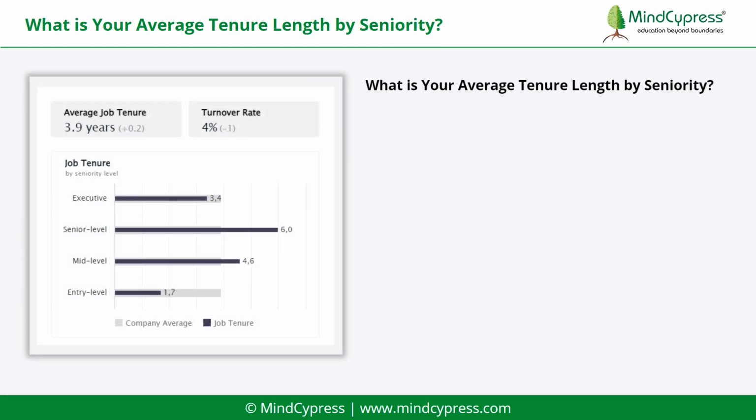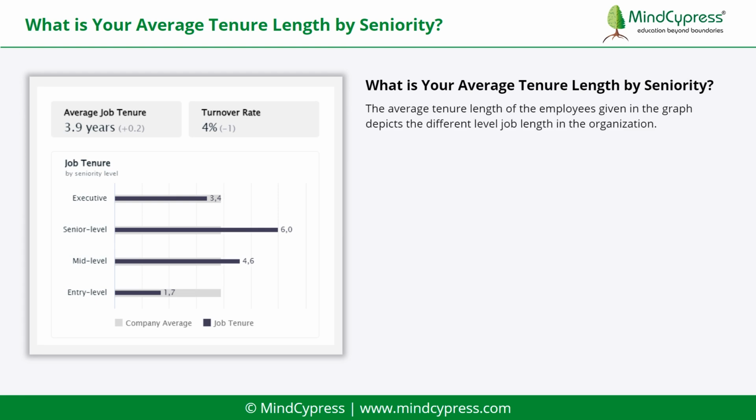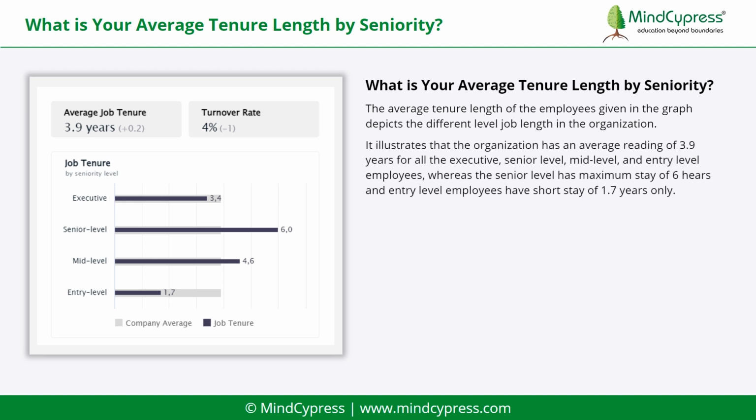What is your average tenure length by seniority? The average tenure length of the employees given in the graph depicts the different level job length in the organization. It illustrates that the organization has an average of 3.9 years for all the executive, senior level, mid-level, and entry-level employees, whereas the senior level has a maximum stay of 6 years and entry-level employees have a short stay of only 1.7 years.